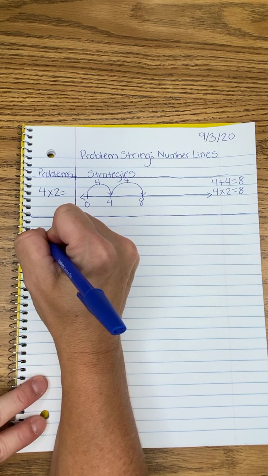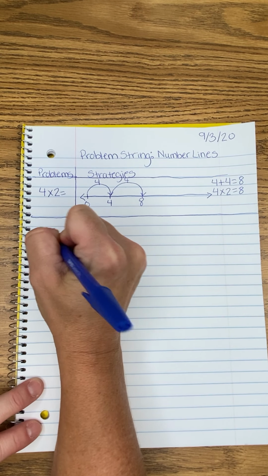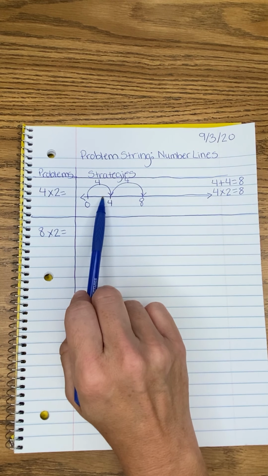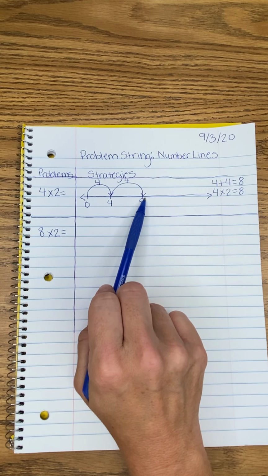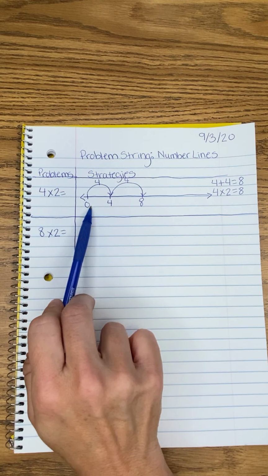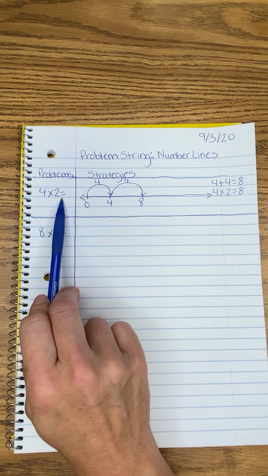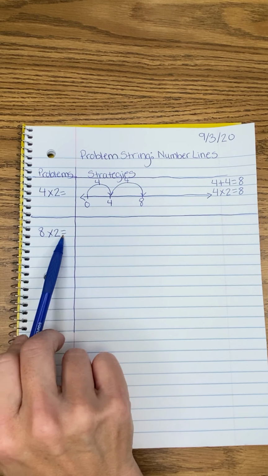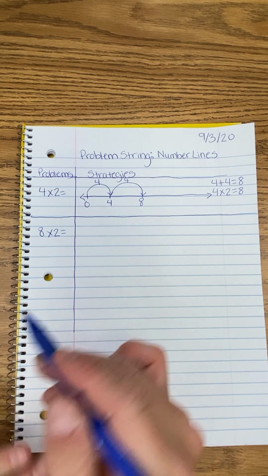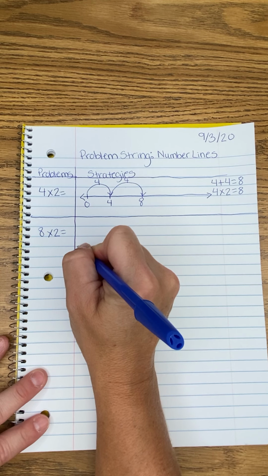The next problem is going to be 8 times 2 equals. So again, this is the doubling strategy again. So if you draw your number line, think, how can I use what I just did to help me solve this problem? How could I use 4 times 2 to help me solve 8 times 2? So I'm going to show you on the number line what that's going to look like.